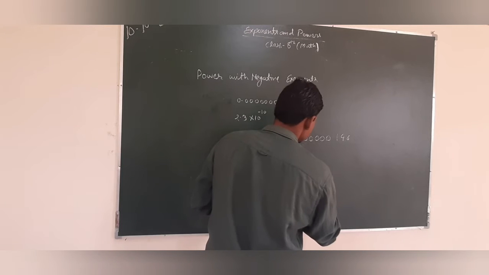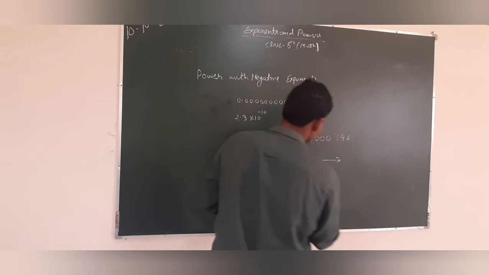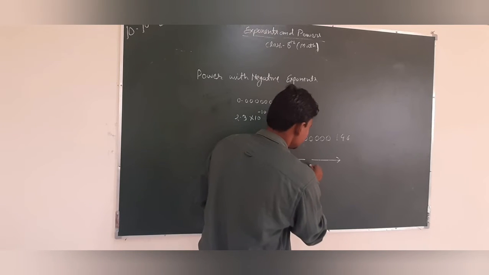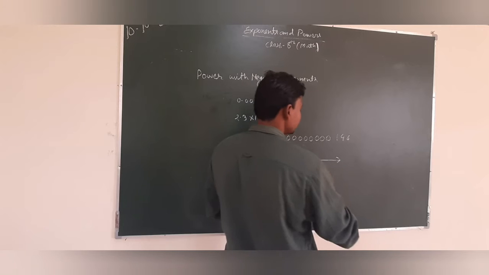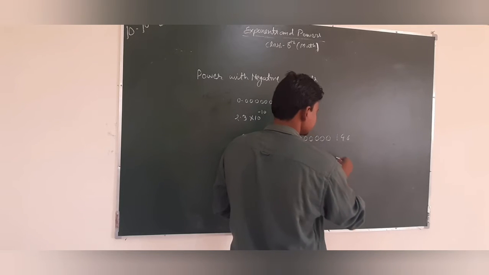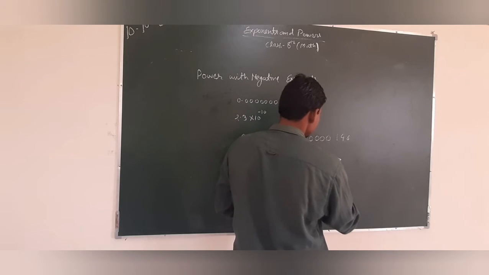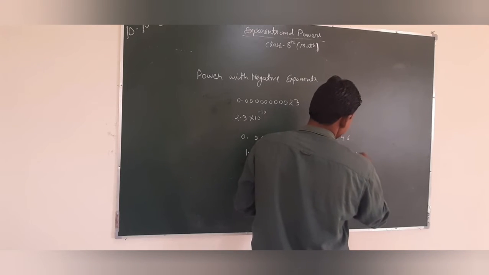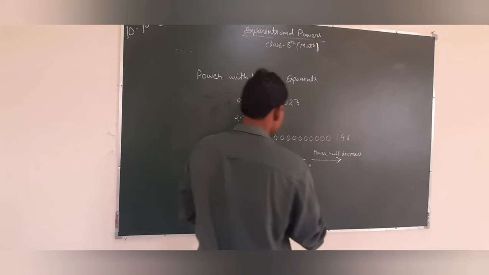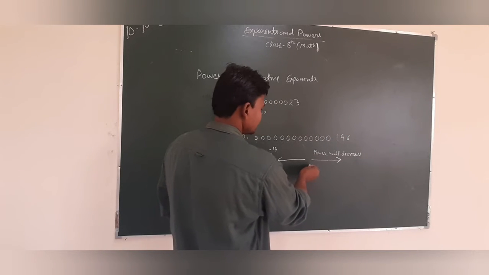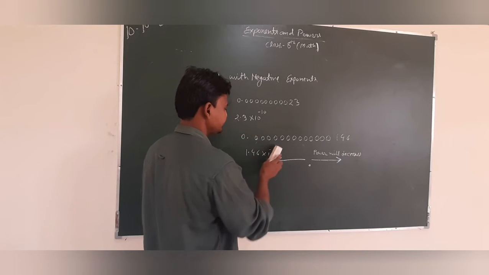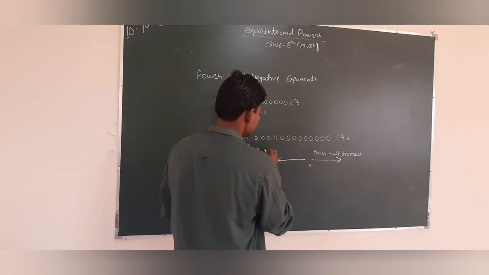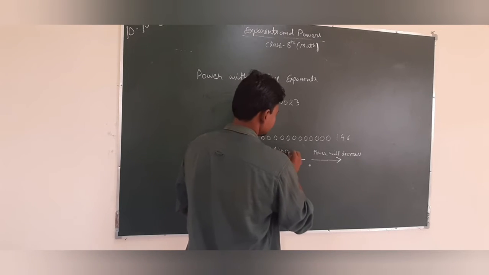If we shift the decimal from a fixed point to the right side, the power will decrease. Power will decrease. And if we shift the decimal towards the left side, the power will increase. Power will increase.